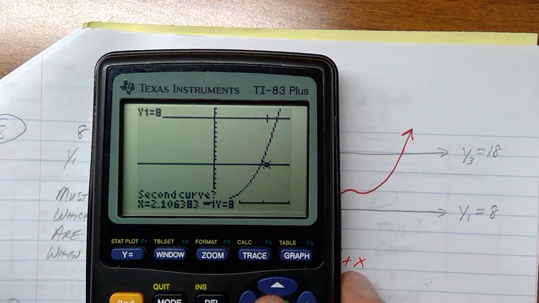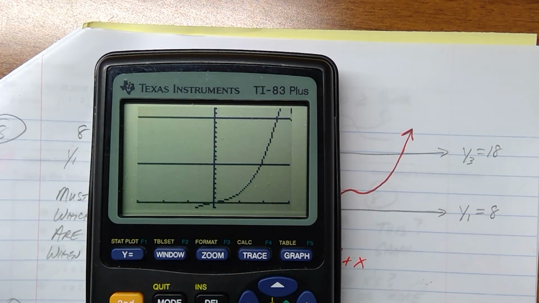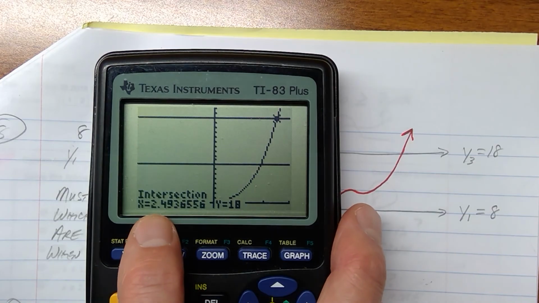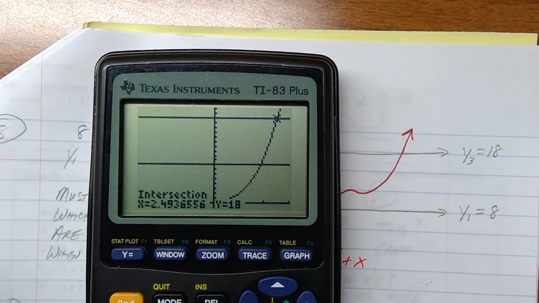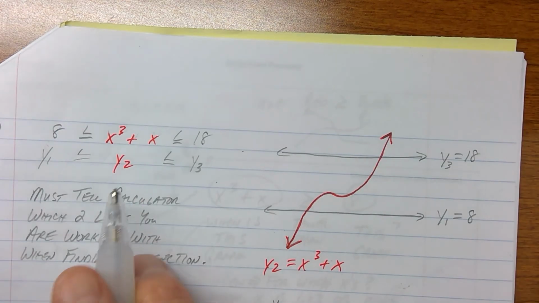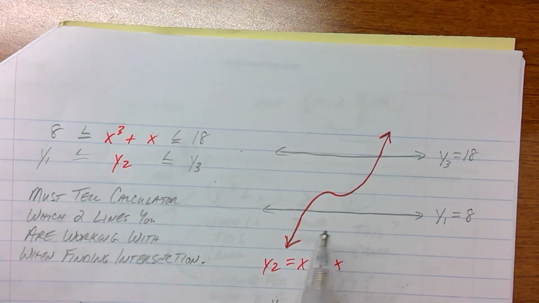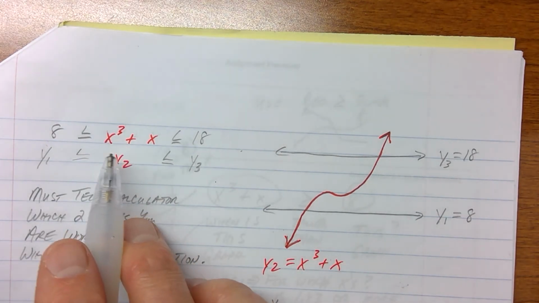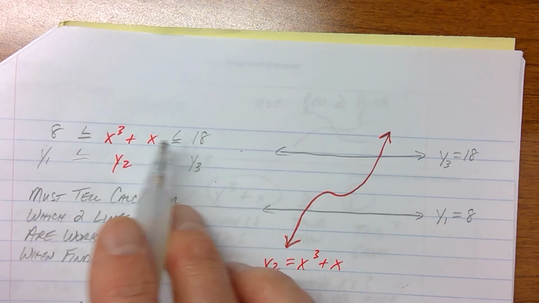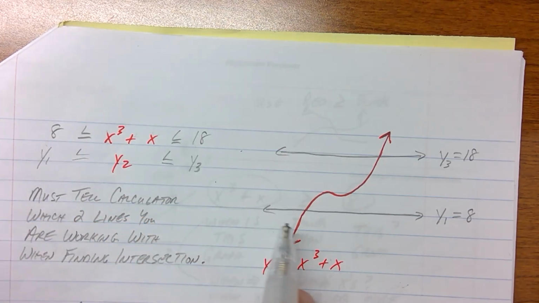I want it to be on that growth curve. So I bounce around until I land on it. I'm going to get a little closer to the intersection. There we go. Enter, enter. And there's our second x value, 2.49. All right, so I found my two x values of those intersections, and my answer is going to be the growth curve is between 8 and 18 when x is between that first x and that second x from our calculator.